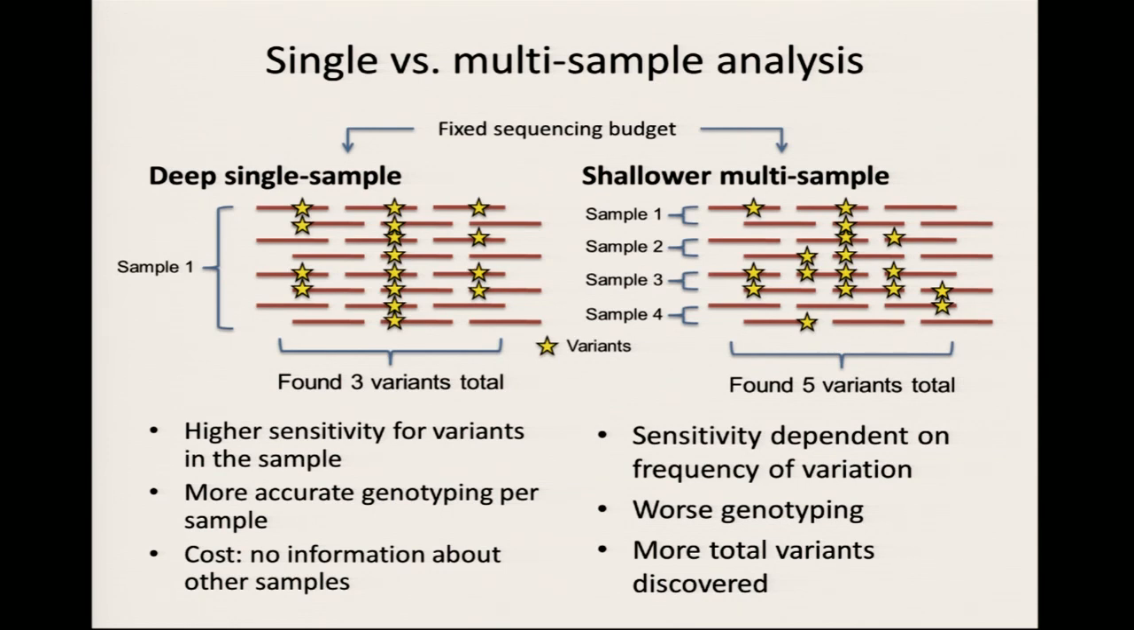But if you're not worried about the particular genotype for a particular sample, then this is the way to sort of sample the space of variation. Does everyone understand those trade-offs? Okay. It's pretty cool stuff, actually. Yeah, anyway, we'll keep going.